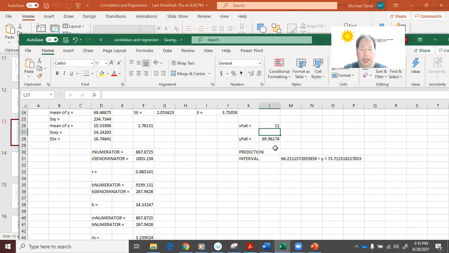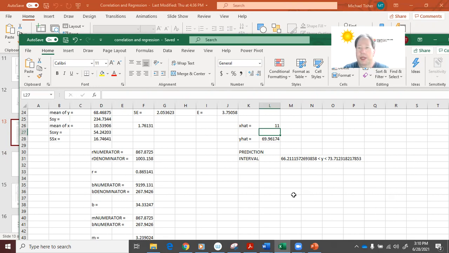Now we got 69.96 inches a while ago for the predicted height. And this time, for a given foot size of 11 inches, we predict the height to be anywhere between 66.21 inches approximately and 73.71 inches. Let's see how much of a difference that is. So that's only a difference of 7.5 inches, which is less than what we had with the 9 inches.